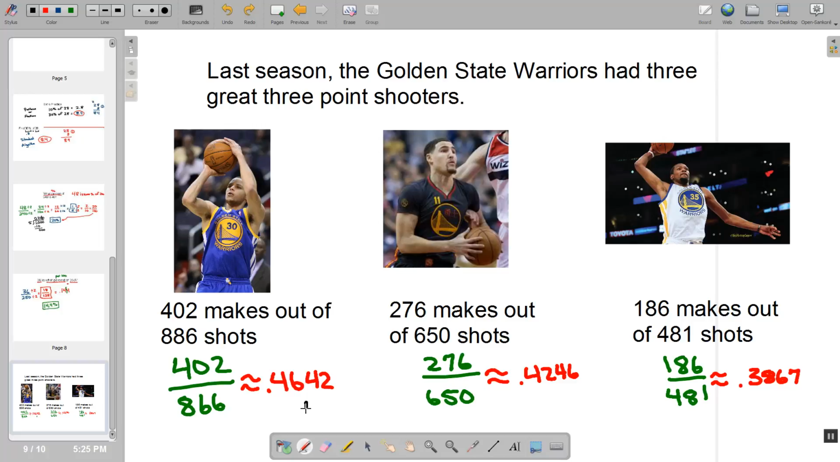Now, on all of these, I'm going to make sure I put my decimal behind the hundreds place, which means I get 46 and 42 hundredths percent. Man, that was ugly. Let's try that again. 46 and 42 hundredths percent. I got 42 and 46 hundredths percent. And finally for Kevin, I got 38 and 67/100%. All of these are incredibly high numbers, but it turns out Steph Curry actually had one of the best seasons in NBA history with these.